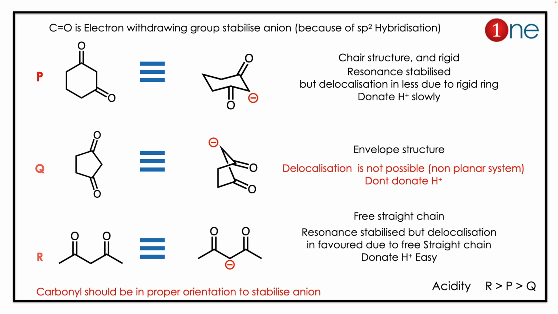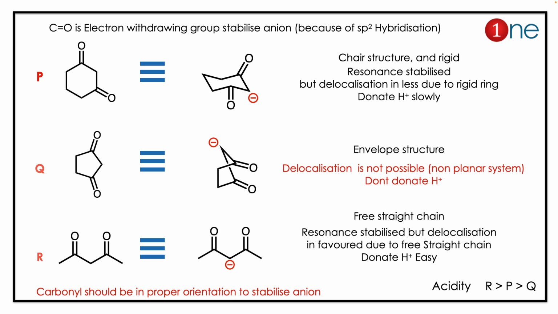But if you look at P, it is in the chair form. It is very rigid. So the double bond requires sp2 carbon, which is not possible, so it doesn't donate easily. It will donate very slowly. If you look at Q, the anion forms above the ring because of the envelope structure. So the anion can never be delocalized, and it will be less acidic.